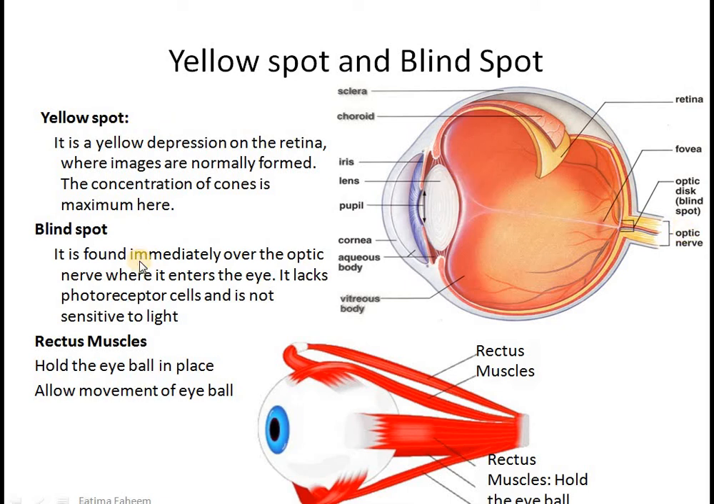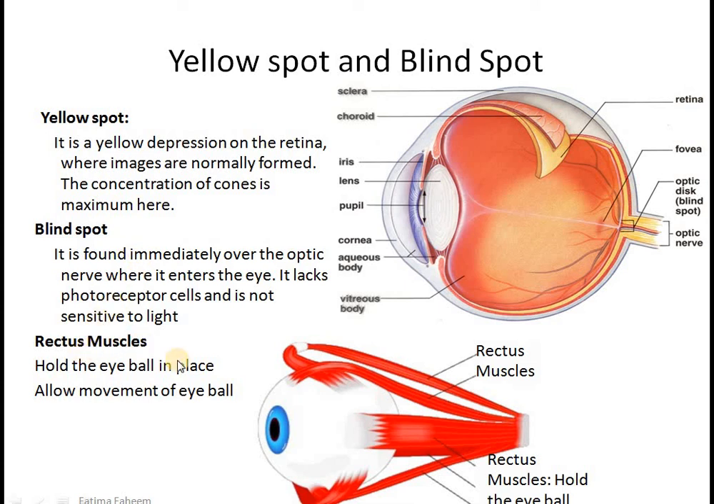So both of these spots should be correctly labeled, identified, and their function should be known to all the students. Yellow spot for the sharpest image, and blind spot, since it contains no photoreceptors, there will be no formation of the image.